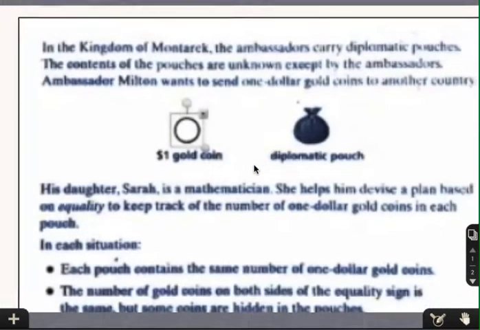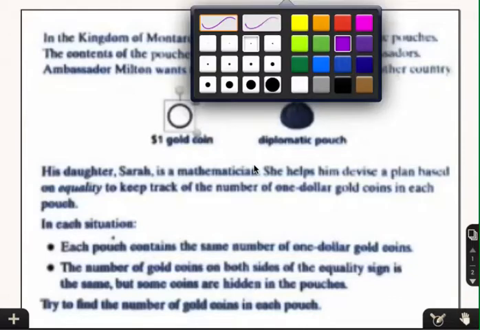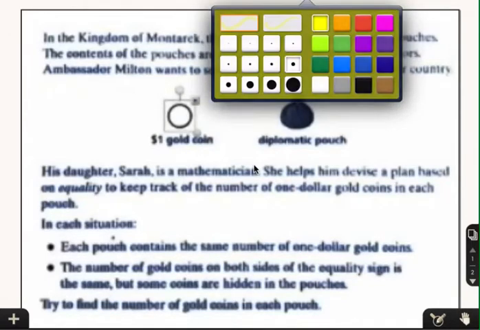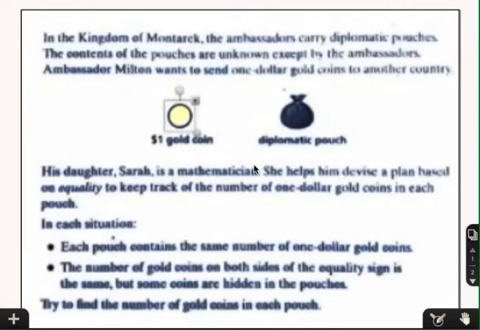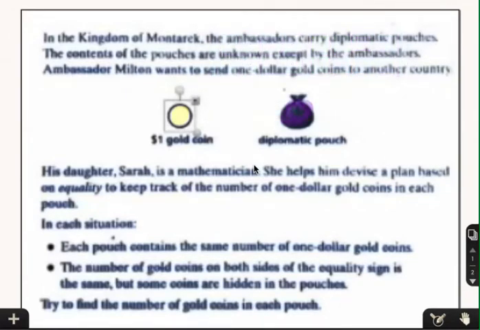Now, this is a little out of focus, I understand. I apologize for that. This is the first set of coin problems that we worked on in class. What it's telling us is that this coin here is a $1 gold coin, okay? And that this pouch could hold any number of gold coins, but we don't know what that is yet. We're going to have to solve for that in each of these problems.